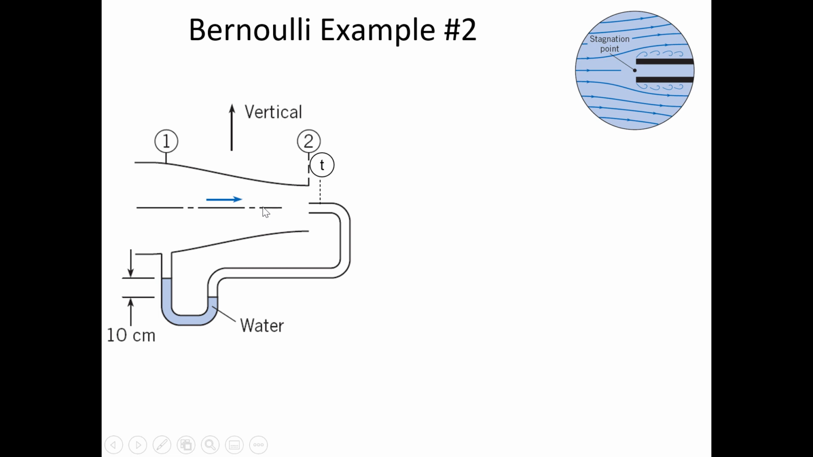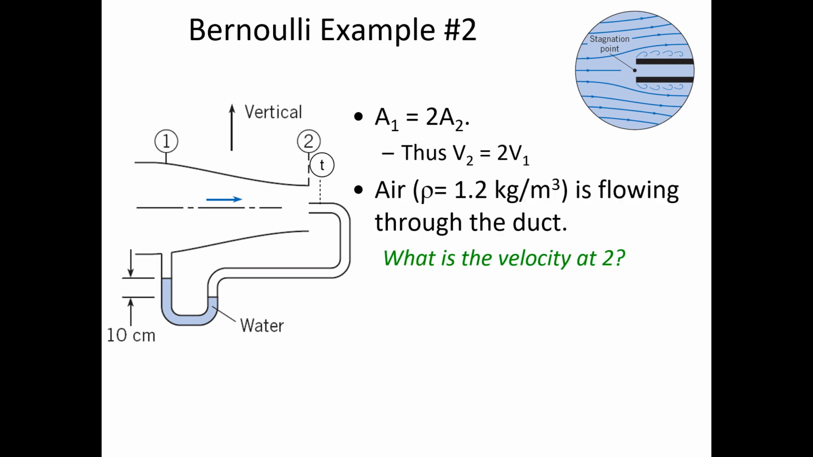Inside of this converging section, the pressure is lower, but the tube is measuring not only the effect of the pressure, but also the effect of the velocity head. So we can use Bernoulli's equation here in an interesting way to quantify the velocity. Let me just walk you through it.